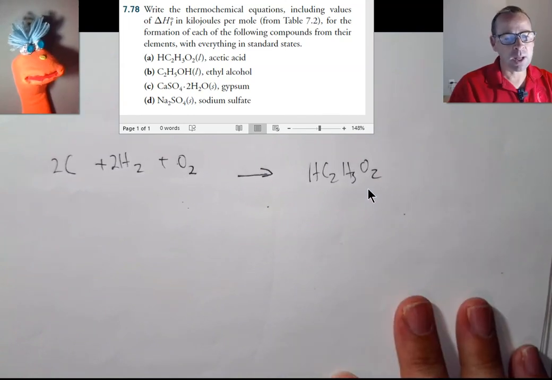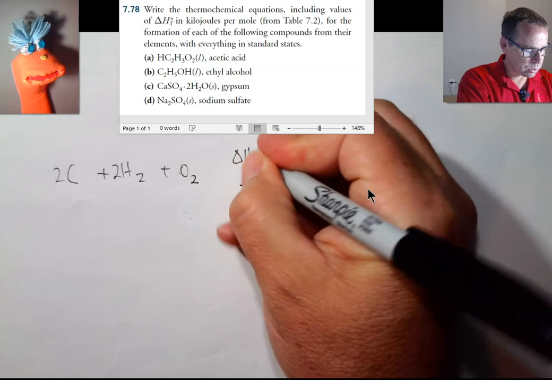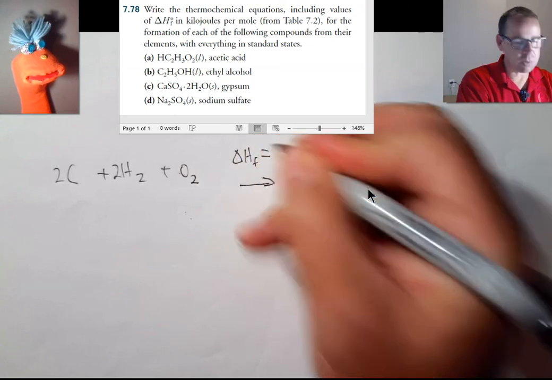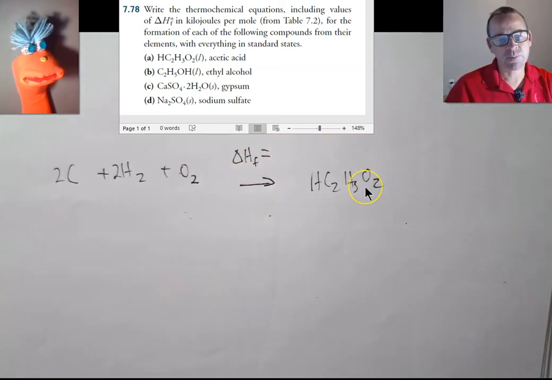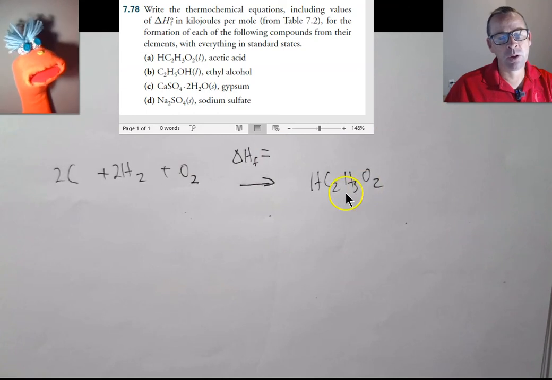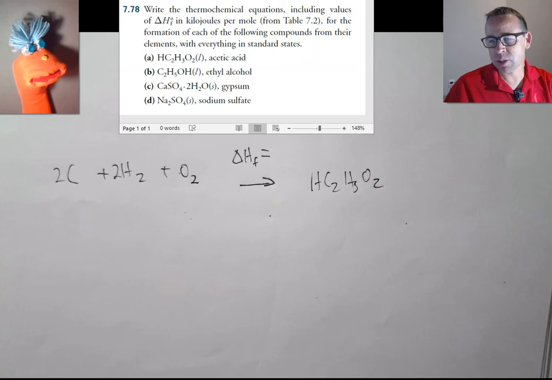All right, good. Now, what is the delta H for this reaction, which is a formation reaction, so I can call it delta H of formation? I don't know. How do we know? Well, it says table 7.2. Table 7.2 is going to show us what this reaction is. So let's bring in table 7.2 and see how we use it.